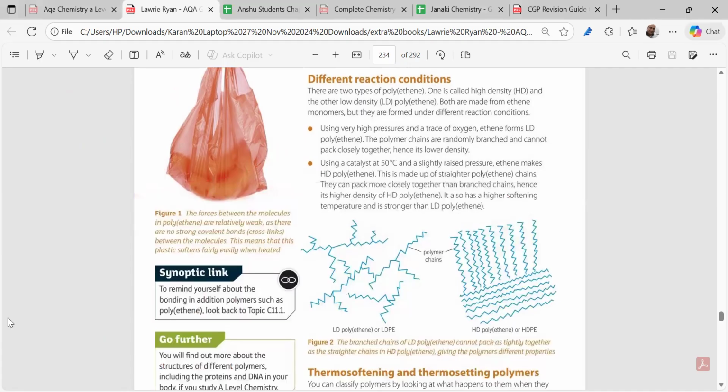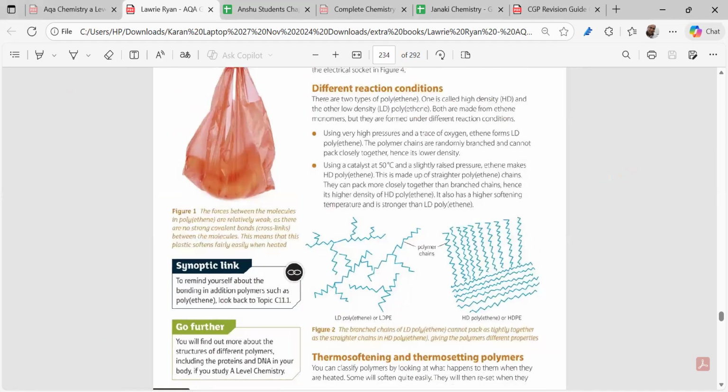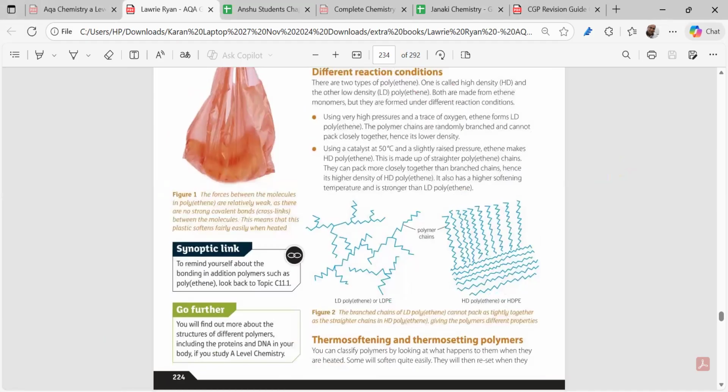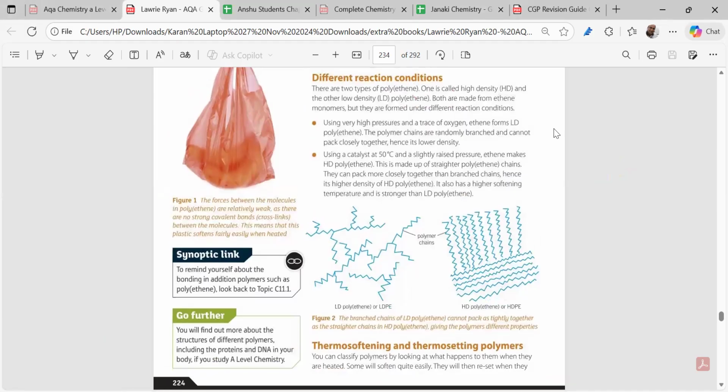Just a suggestion to you guys. When you are doing this particular page, don't get confused in the processes we are doing. Don't mix up processes and the types of polymers. It will be very difficult.